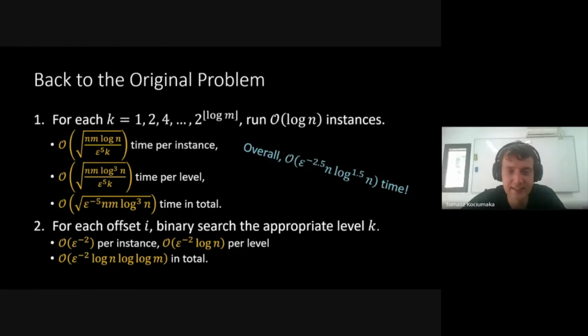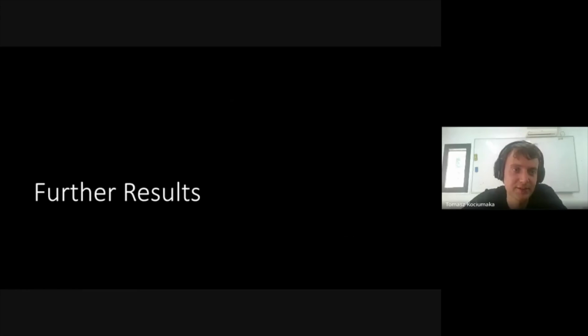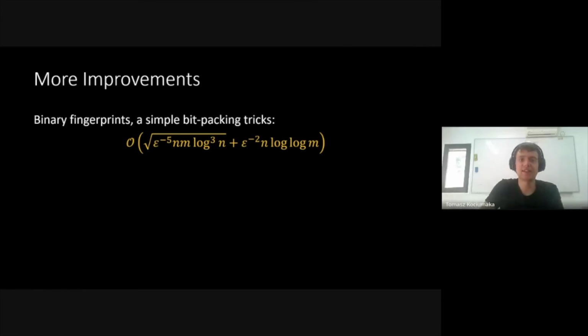And combining the two running times, we get finally what I promised, which is epsilon to the minus 2.5 and log to the 1.5 m. And these are the main ideas, but with these techniques, you can go slightly further. So as I promised, you can get all the way to linear dependency on n. This requires a few steps. I'll just very briefly overview the techniques behind those.